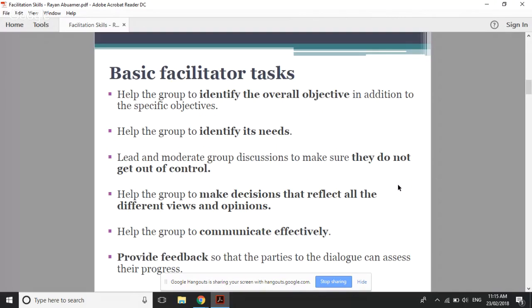Okay, make decisions that reflect all the views and opinions, not only one person's opinion. Even if one person suggests something, usually the facilitator asks the rest of the class or the audience if they agree with this point, or repeats it and sees everyone else's reaction or feedback about it. Facilitators should have a great way of communicating effectively and should always give feedback after hearing ideas from their audience.